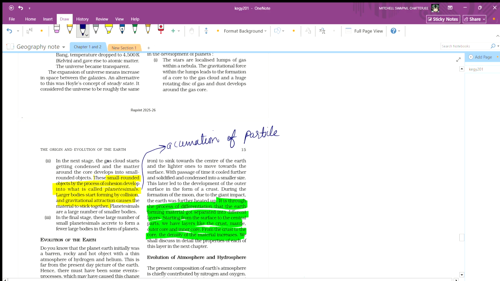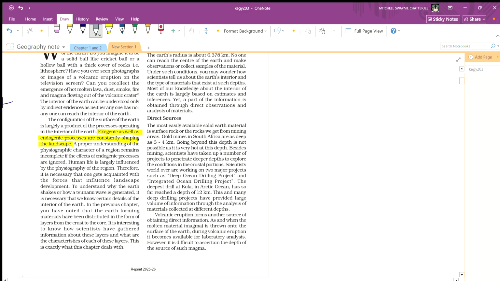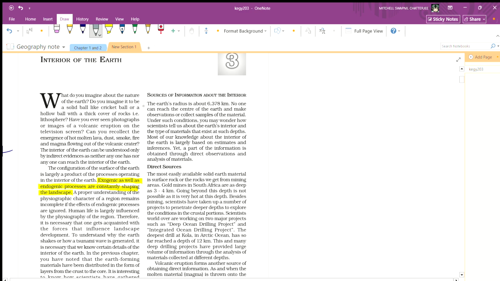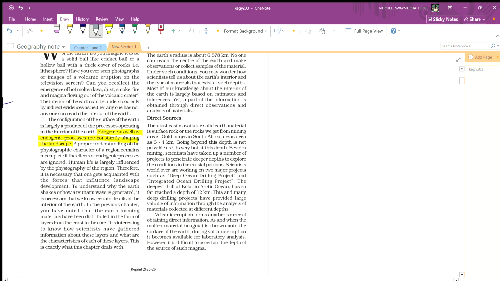They're basically saying how the planets were made in chapter 2, like we are doing chapter 3 right now. So let's not get into that.